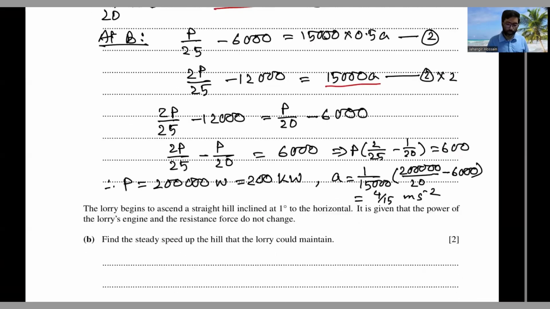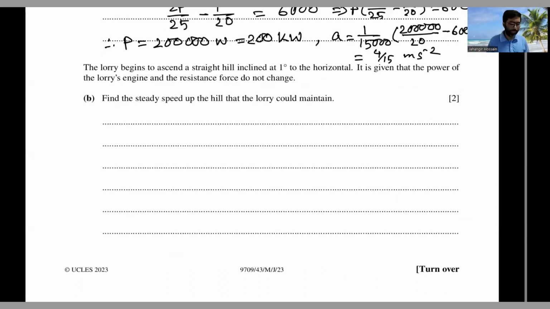Now let's move on to the next part. The lorry begins to ascend a straight hill inclined at 1 degree to the horizontal. It is given that the power of the lorry's engine and the resistance force do not change. Find the steady speed on the hill that the lorry could maintain.